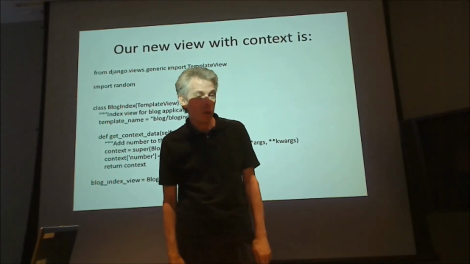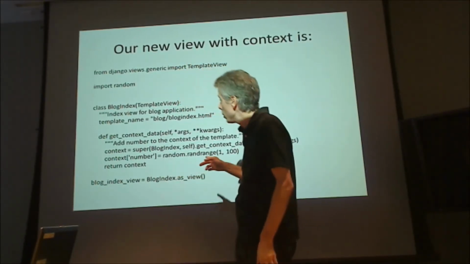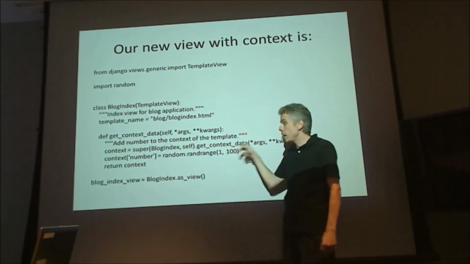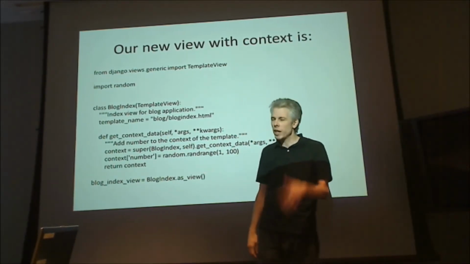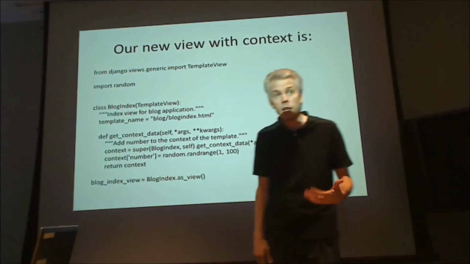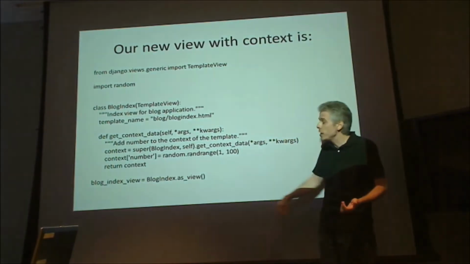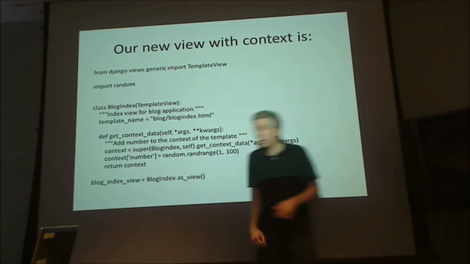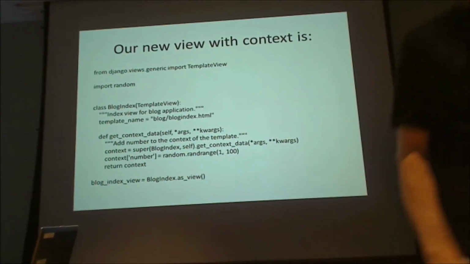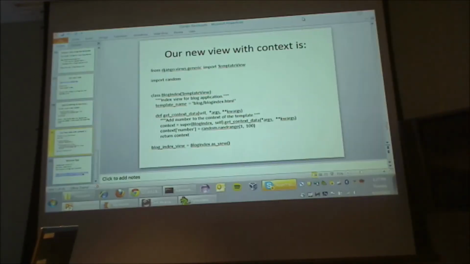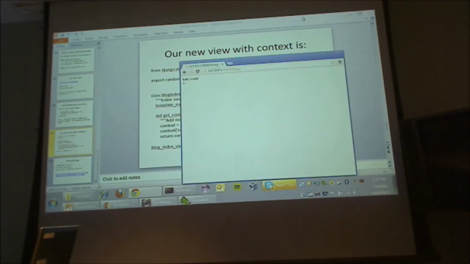Supering is a very object thing. We do it quite often, actually, and this particular pattern of supering get context data in a view is something I do a lot, because quite often I want my template to have all kinds of different things in it. In this case, I want number. So let's look at that template with number. Now this actually has that number in it.